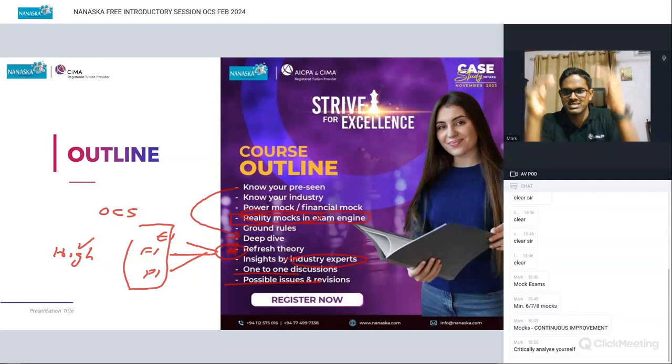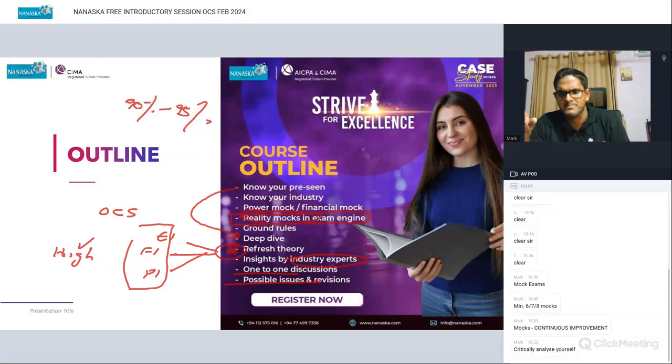Possible issues, under separate areas, we give you possible questions the examiner could ask. And then the power mock and financial mock in brief give you the possible areas. So trust me, we are going to cover about 90 to 95% of what's going to come up on the exam. That has been the case so far, and I'm sure it will be the case in the February session as well.